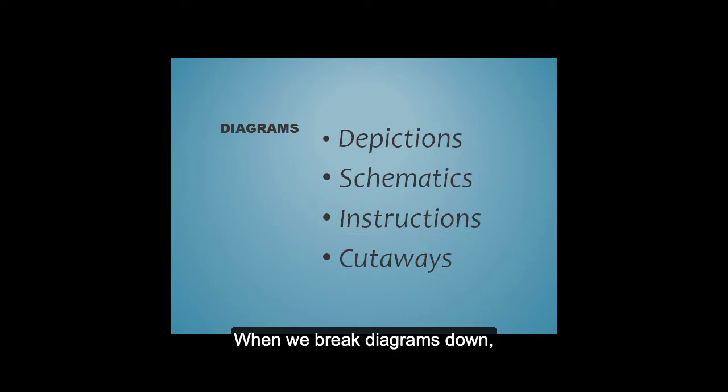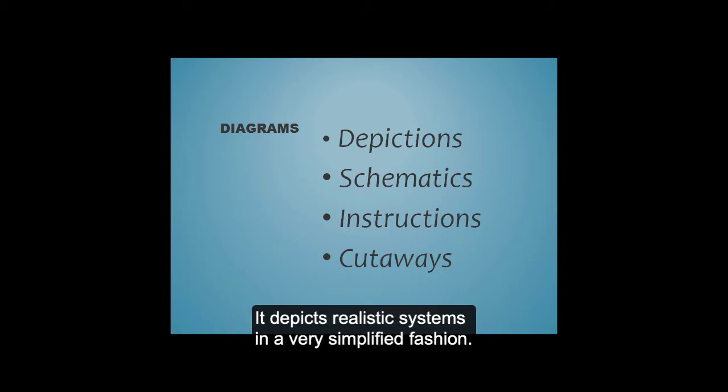When we break diagrams down, we can break them into four main categories or functioning forms. Those would be depictions, schematics, instructionals, and cutaways. A lot of these you are actually very familiar with. You just may not have known the correct term for them. A depiction is basically a map, so to speak. It depicts realistic systems in a very simplified fashion. We'll talk about these in more detail in a minute.